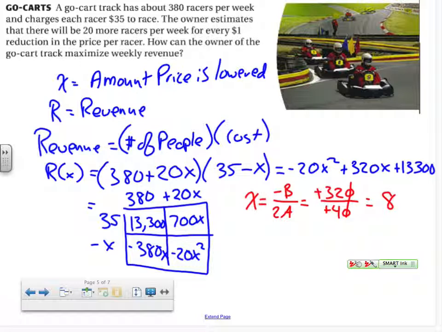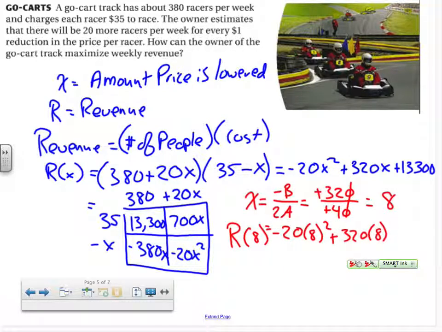And to find his maximum revenue, we'll plug in 8. Revenue, when he lowers his prices $8, will be negative 20 times 8 squared plus 320 times 8 plus 13,300. His maximum weekly revenue will be $14,580 when he lowers his prices by $8, or $35 minus $8, which is $27.